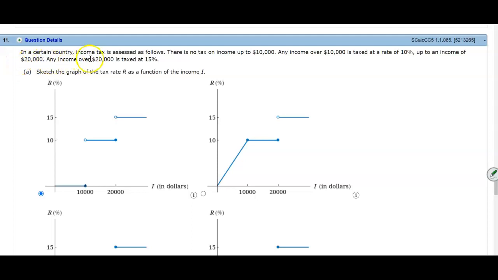In a certain country, income tax is assessed as follows. There is no tax on income up to $10,000. Any income over $10,000 is taxed at a rate of 10% and up to an income of $20,000. And any income over $20,000 is taxed at 15%. We want to sketch the graph of the tax rate R as a function of the income I.